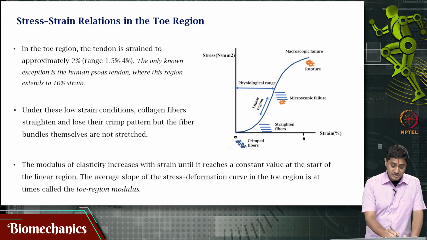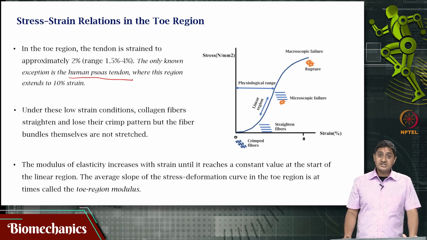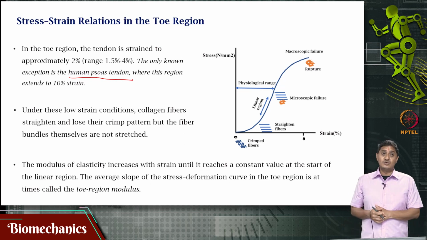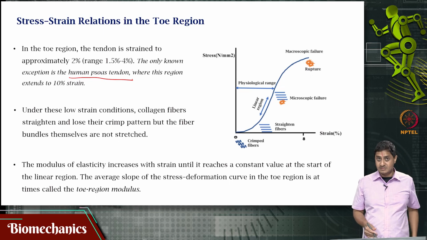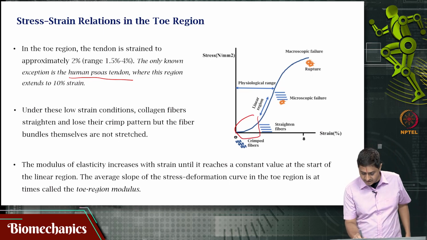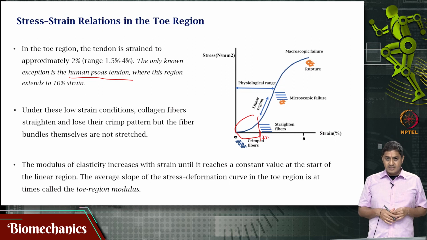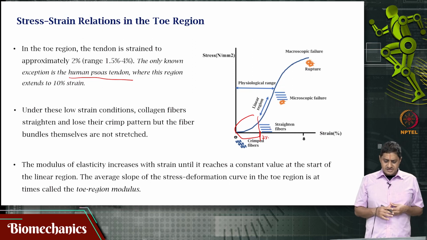So, in the human psoas tendon, the toe region itself extends up to 10% strain. That is a very unique case. Mostly when we are discussing this region, you are looking at a strain of about 2-3%, 1.5 to 4%. These are relatively low strain conditions.